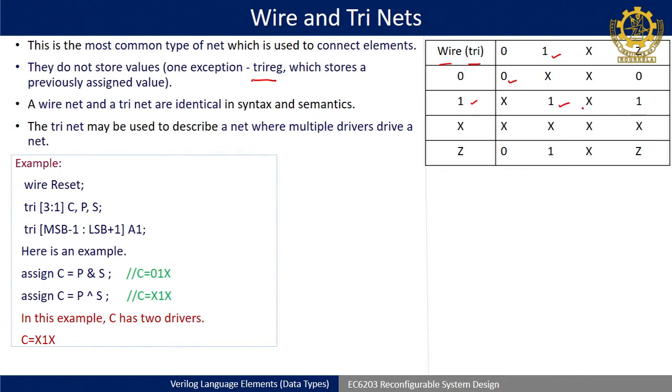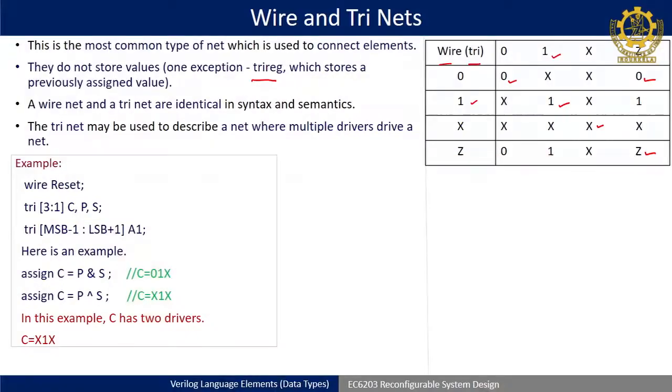Similarly, x and x gives x, and z and z is z. In other cases, you have to follow the tables. Like if one of the inputs is z, whereas the other input is 0 in the multiple driver case, then it will become 0. So, out of this table your final value will be evaluated.